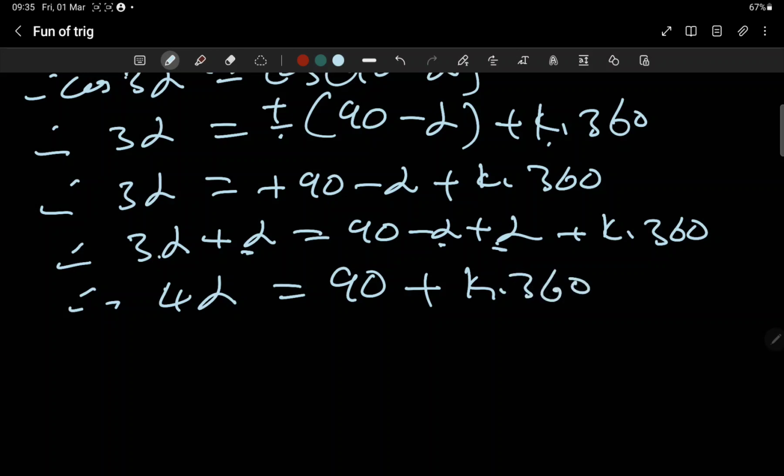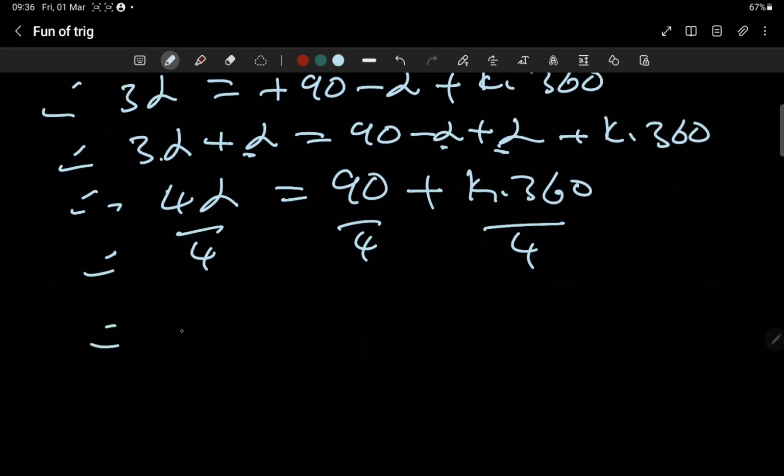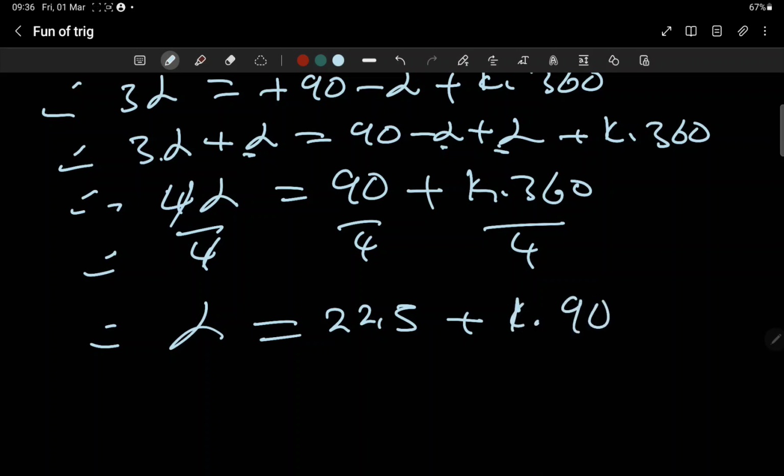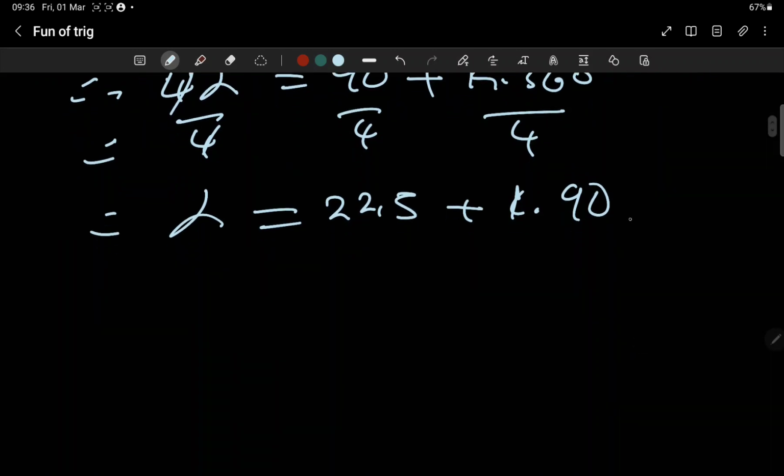Okay, 360. Divide everything by 4. Then this becomes, this one will cancel alpha, sorry. Then 90 over 4 is 22.5. 22.5 plus that is 360 over 4, that is 90k. Yeah, you divide everything, even k times 360, you divide it by 4. Someone will ask, why do we also divide 360? Yeah, we divide everywhere. This is the first solution.